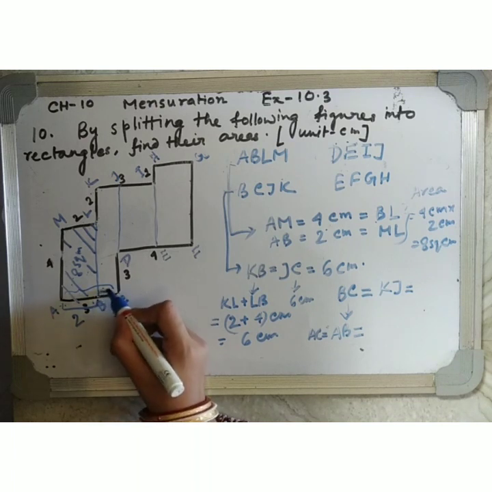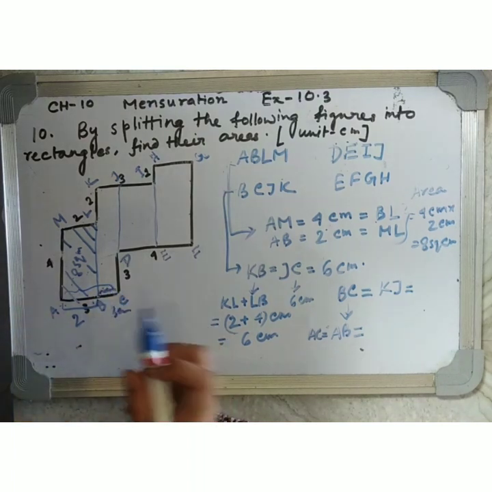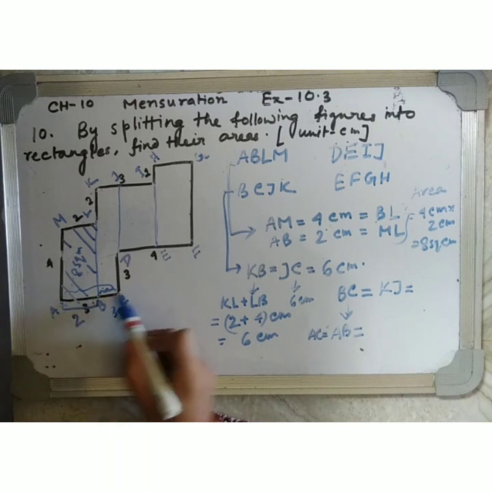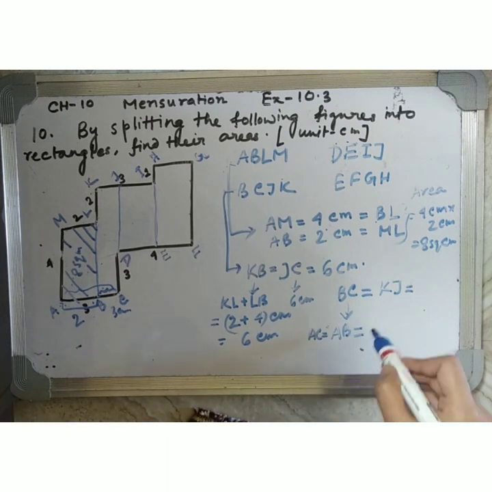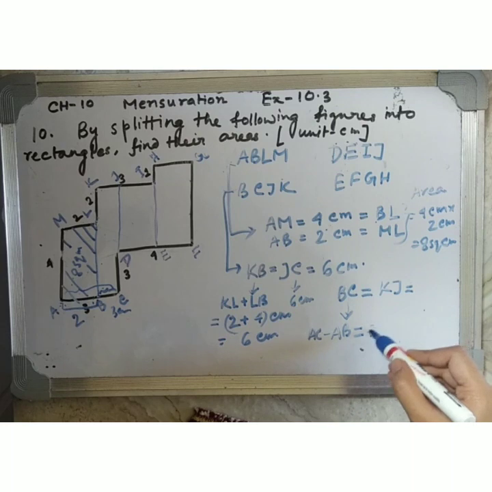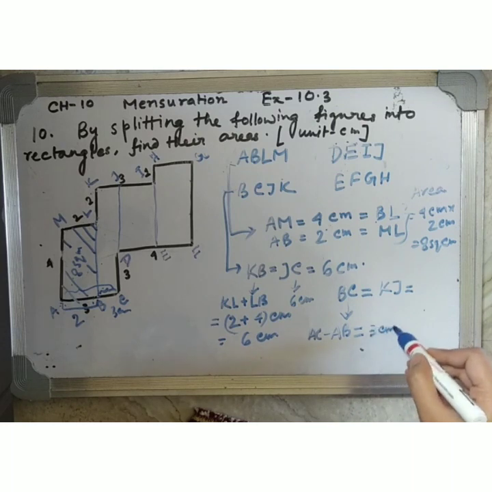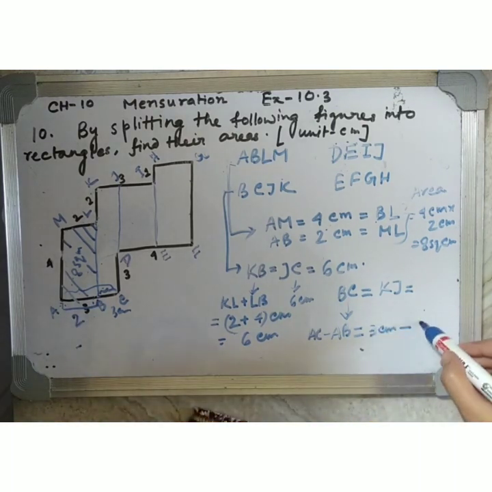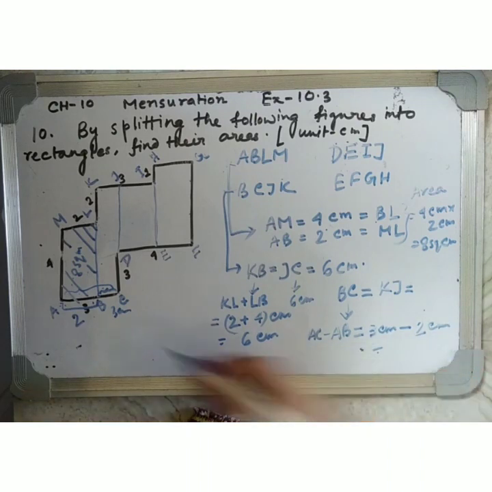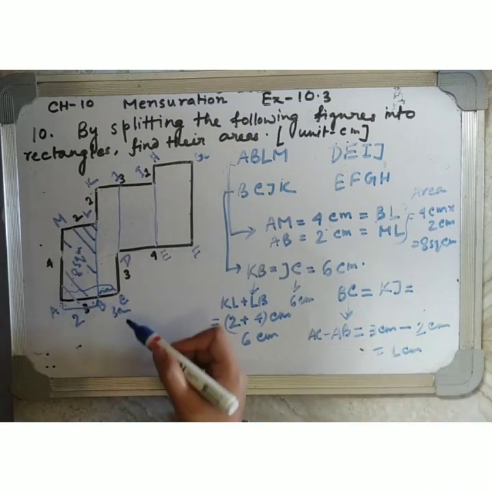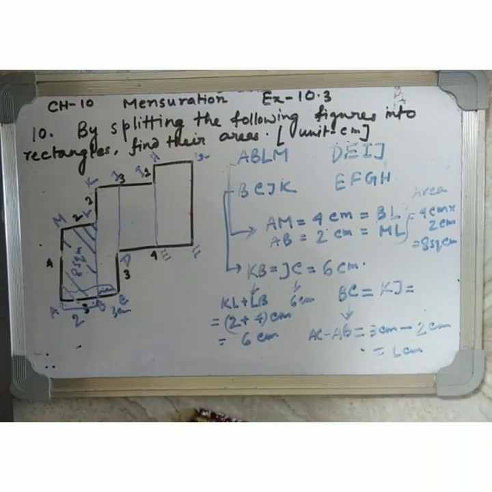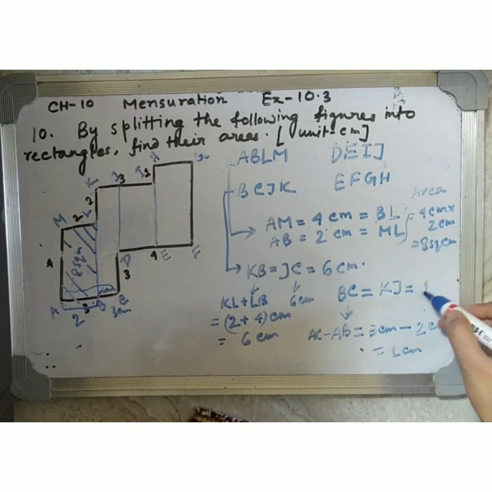So for finding BC, what can we do? We have to subtract AB from this total part, isn't it? So the length of AC was 3 centimeter and the length of AB was 2 centimeter. So we can easily find the length of BC, that is 1 centimeter. If BC is 1 centimeter, then JK or KJ will also be 1 centimeter. So we will write here 1 centimeter.